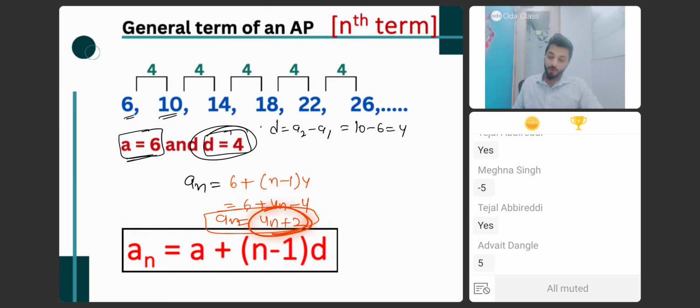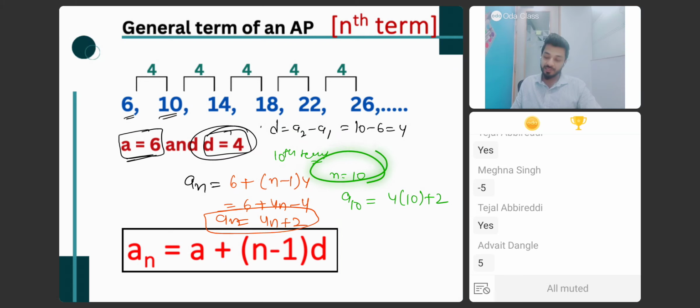ओके, जो भी जनरल टर्म होगी ना वो n की फॉर्म में होगी, इसी टाइप से लिखी होगी. So An is your general term. Now if I ask you to find out the tenth term, you just replace n by 10. So you will get the 10th term. So A10 will be your 4 times 10 plus 2, because we have to find out the 10th term. That means you have to replace n by 10. So 4 into 10 plus 2, that means 40 plus 2, it will be 42. So A10 will be 42, right?